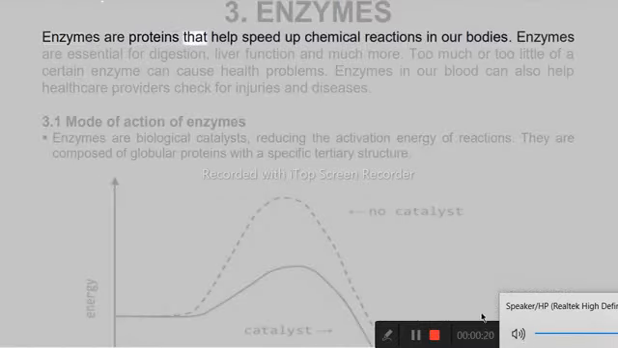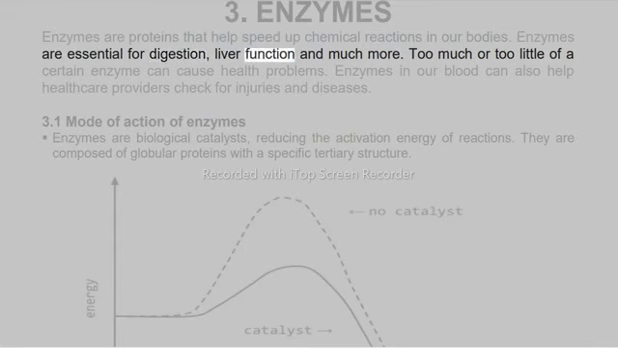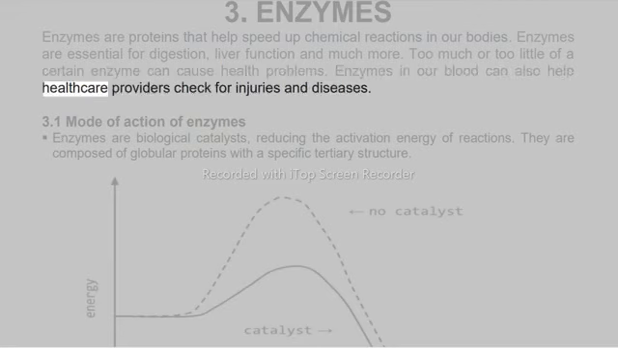Enzymes are proteins that help speed up chemical reactions in our bodies. Enzymes are essential for digestion, liver function and much more. Too much or too little of a certain enzyme can cause health problems. Enzymes in our blood can also help healthcare providers check for injuries and diseases.